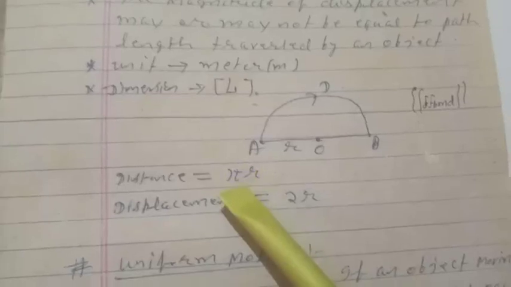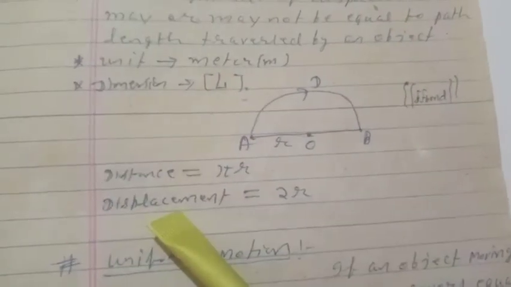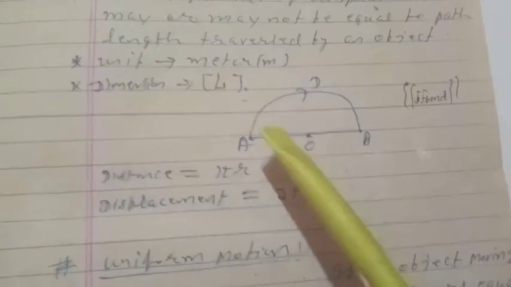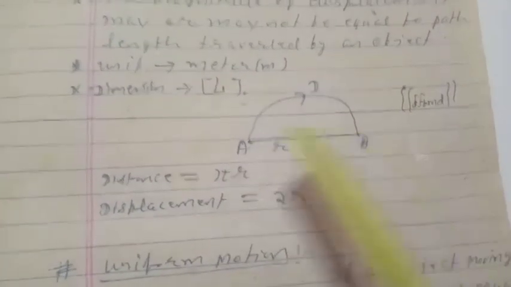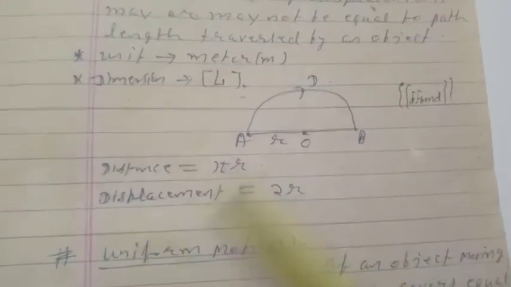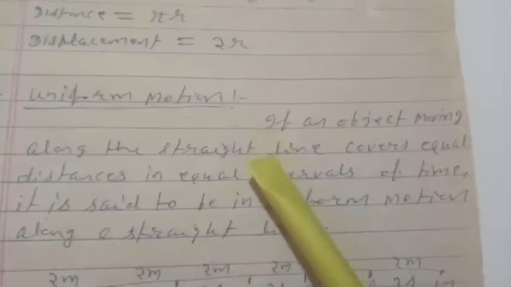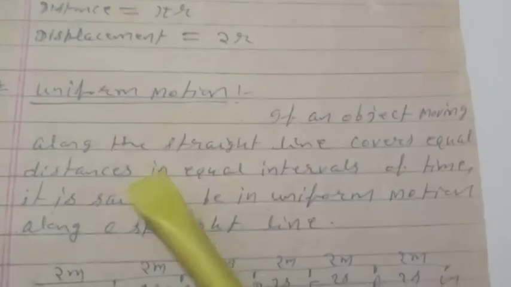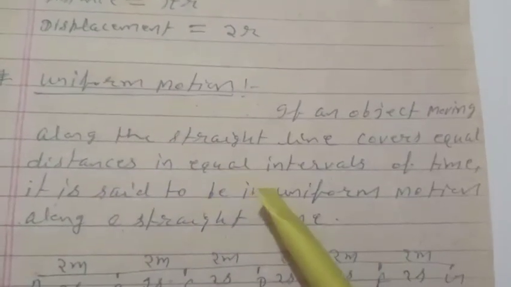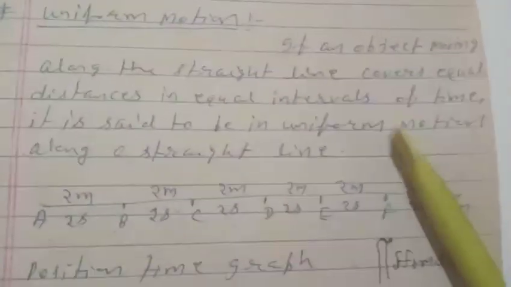So distance is pi r, that is the total path length, and displacement is 2r, that is the minimum distance between initial and final position. So this is the difference between distance and displacement. Now we are going to talk about uniform motion. If an object moving along a straight line covers equal distance in equal intervals of time, it is said to be in uniform motion along a straight line.